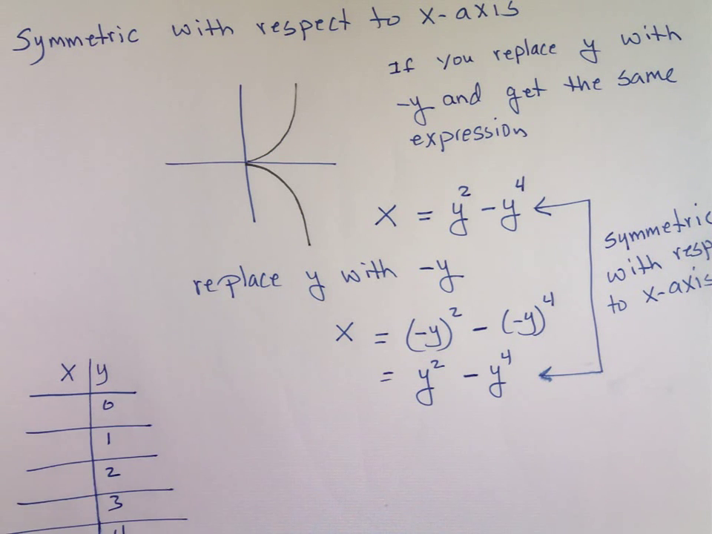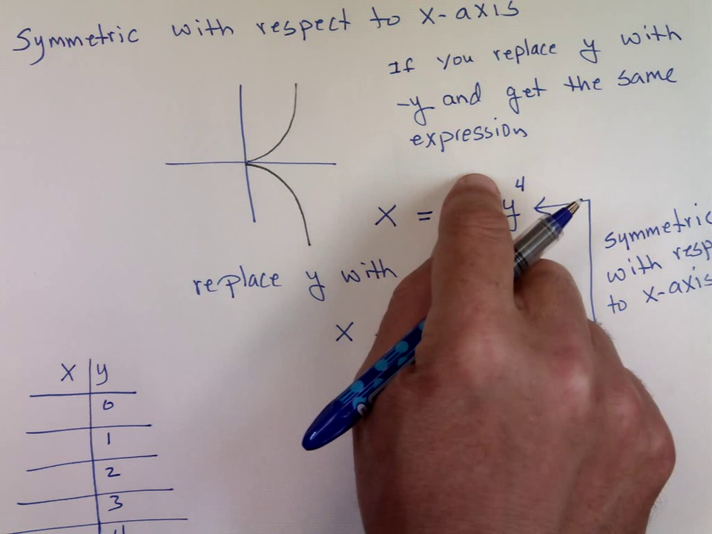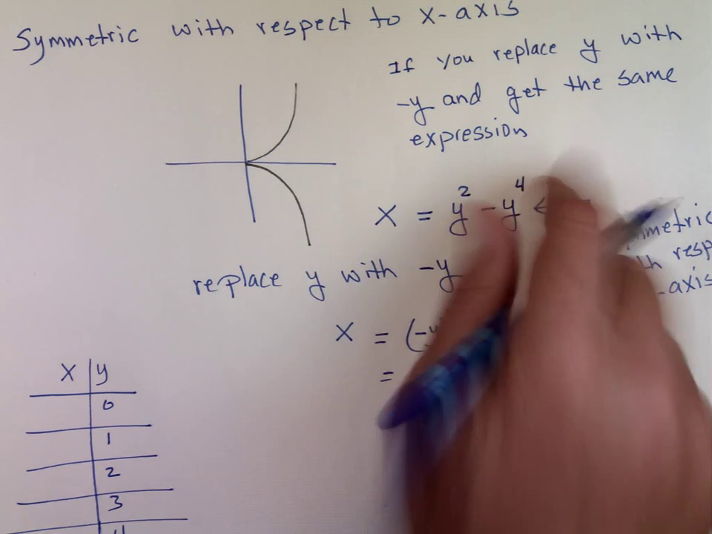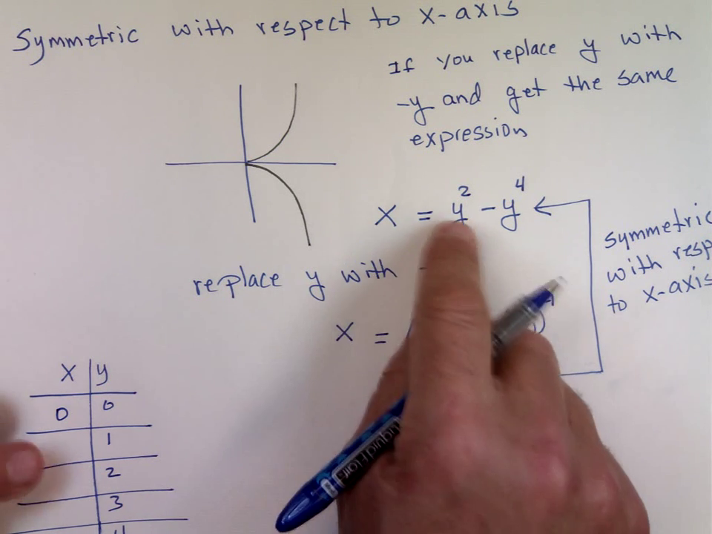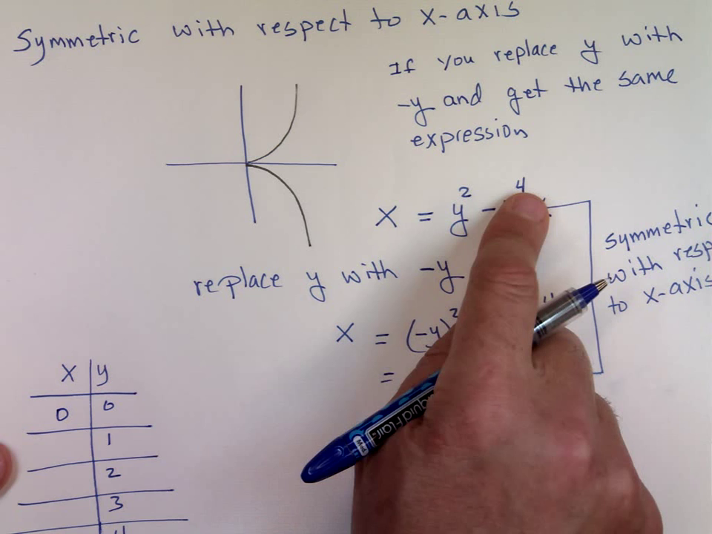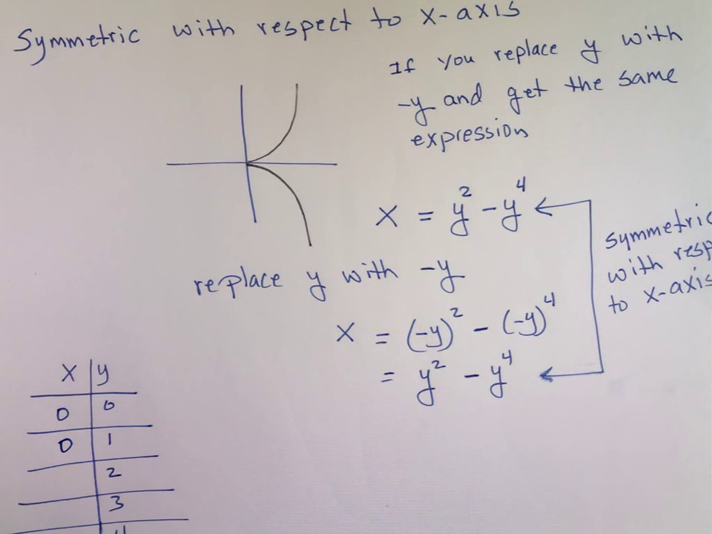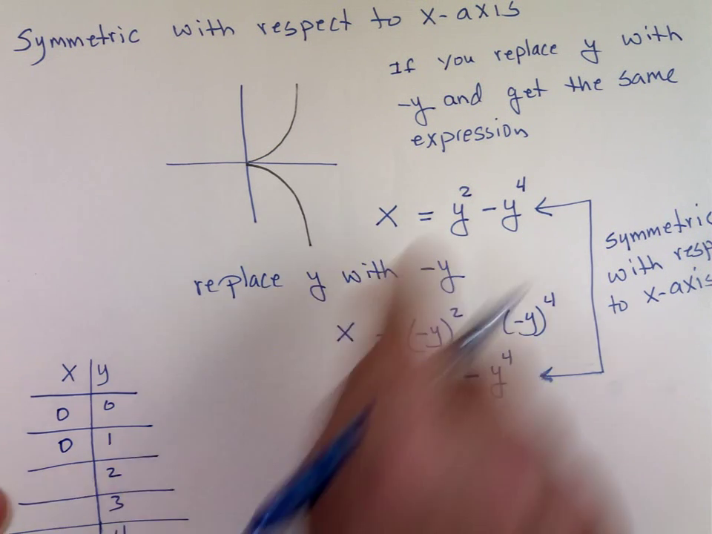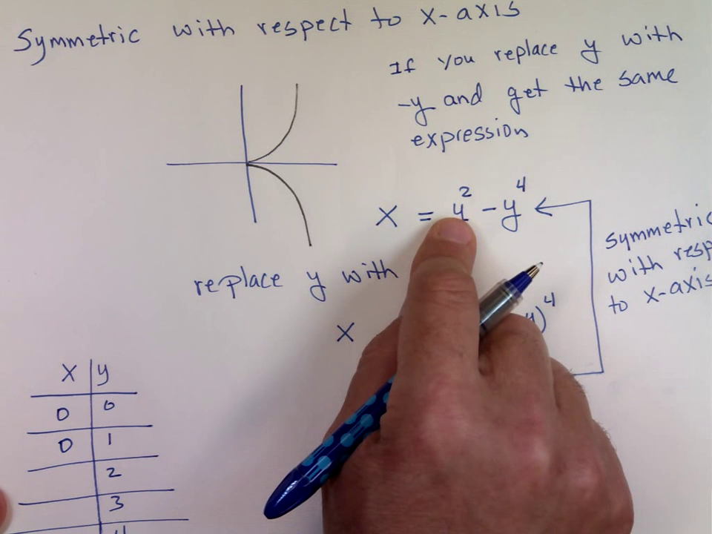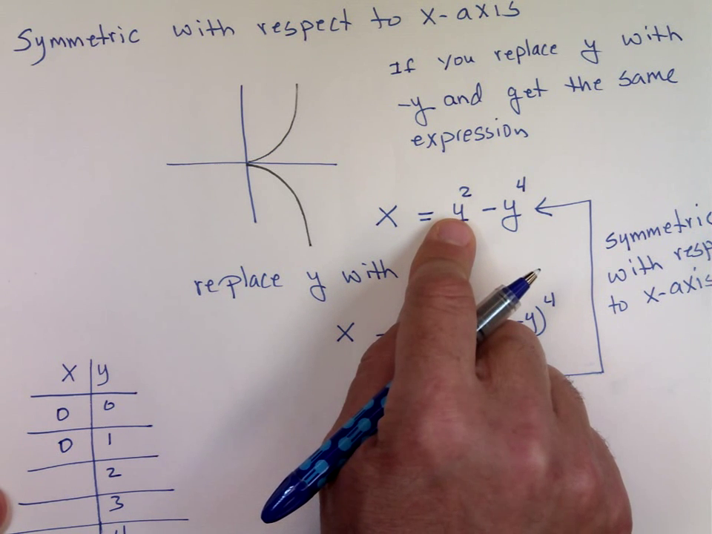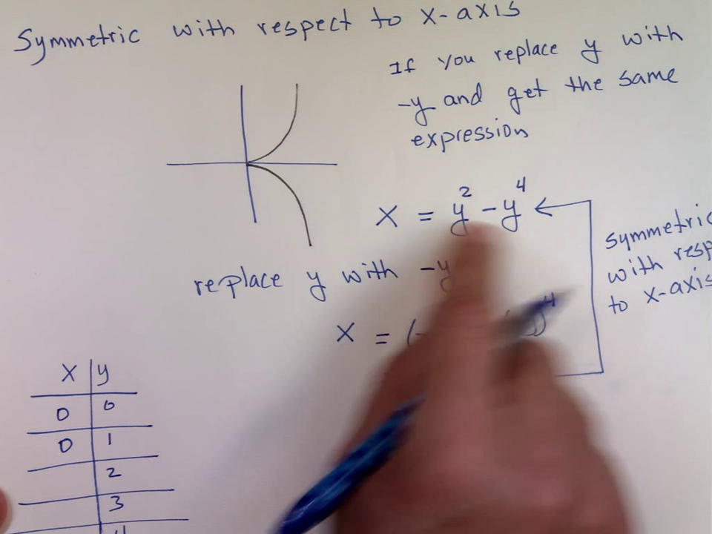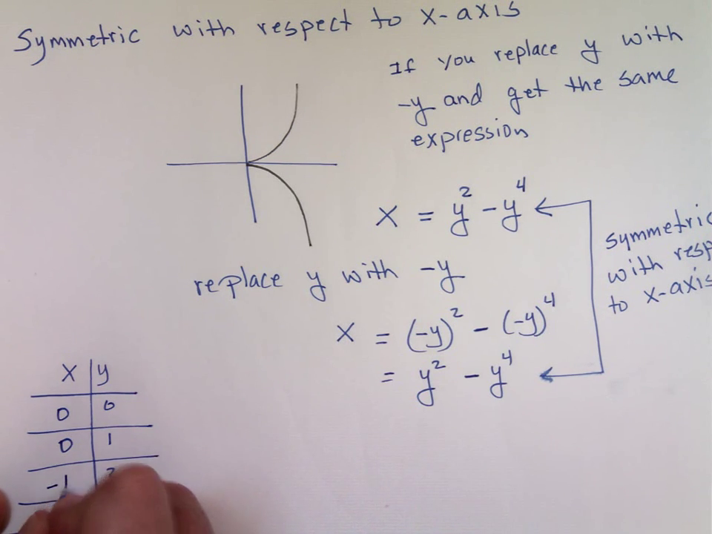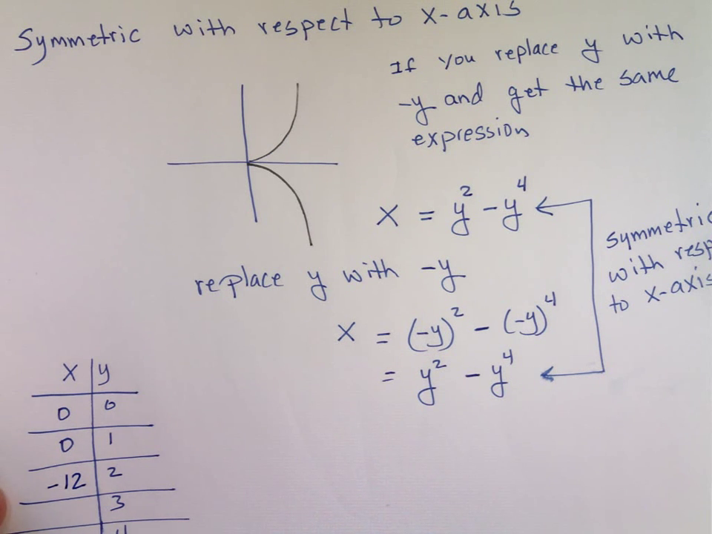When y is 0, what is 0 squared minus 0 to the 4th? That's 0. When y is 1, 1 squared is 1 minus 1 to the 4th, that's 1, that's 0. When y is 2, that's 4, 4 minus what? About 16, right? 2 to the 4th, 16. So 4 minus 16, which is negative 12. Forget about the 3, it's too big.